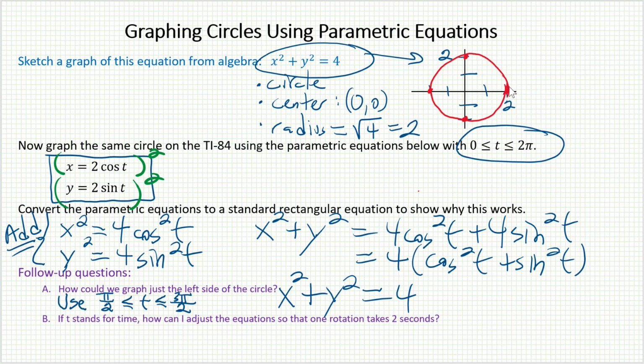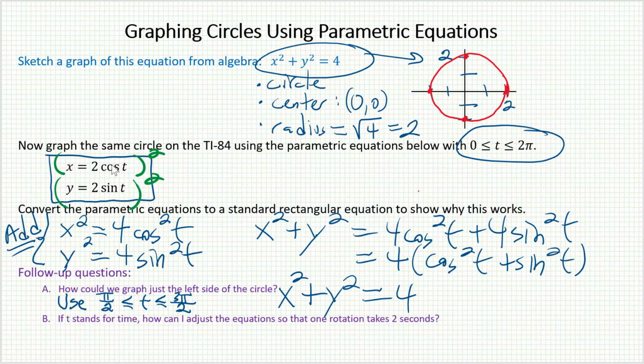Now let's see, how long does it take now? Well, we've just figured out that t equals pi over 2 lands you here, and then pi, 3 pi over 2, 2 pi would bring you all the way around. That's why we were using 0 to 2 pi, because that was plenty. If we go past 2 pi, we'll just go around the circle again. So right now, it takes 2 pi seconds to go all the way around the circle. 2 pi is around 6.28. I want one rotation to just take 2 seconds.